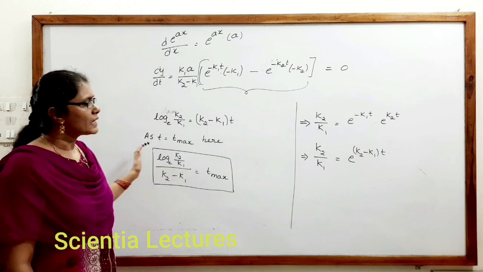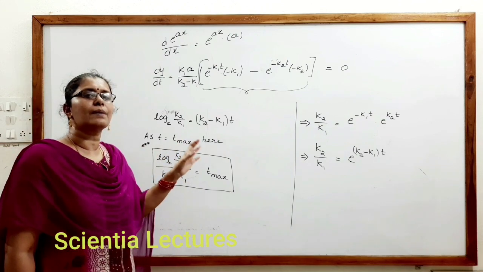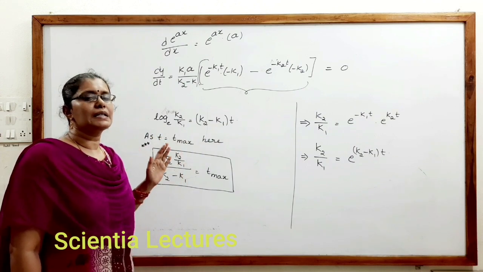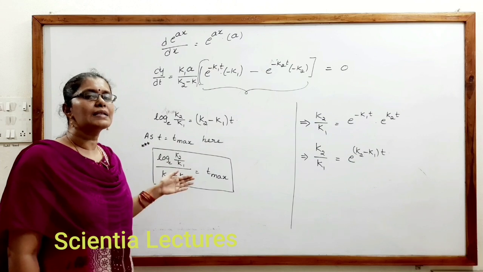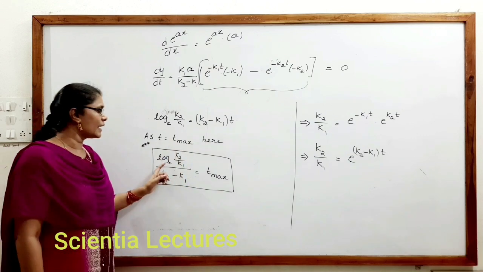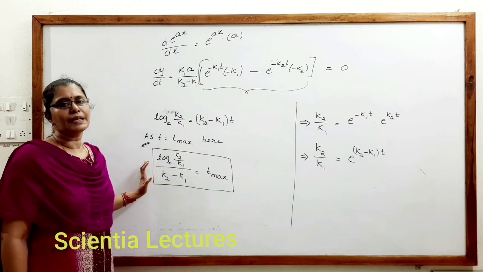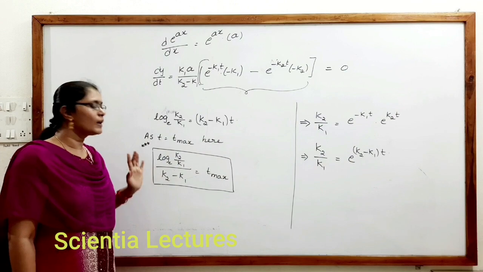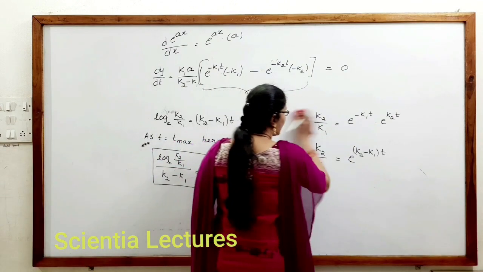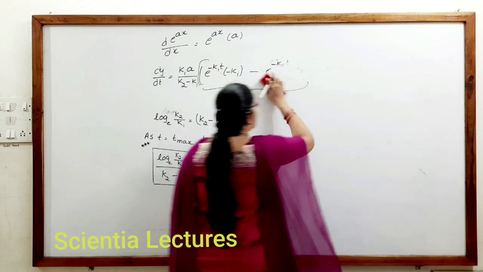Now what is t max to be taken at t max condition? dy by dt must become equal to 0. When it is taken that dy by dt must be equal to 0, on differentiation we will get t max equal to ln K2 by K1 by K2 minus K1, where K1 and K2 will be given in the question itself. So be careful while taking the formula of t max.